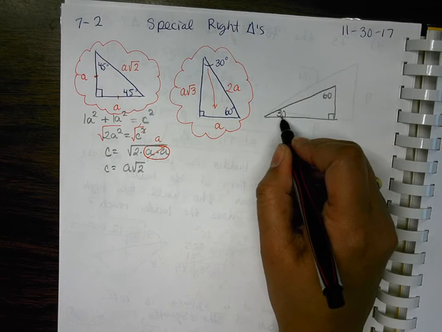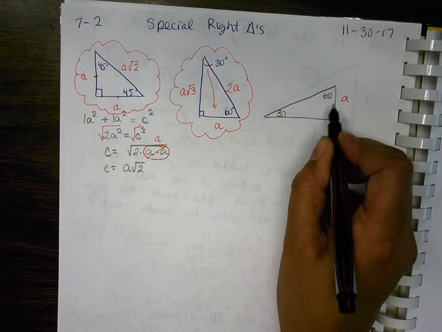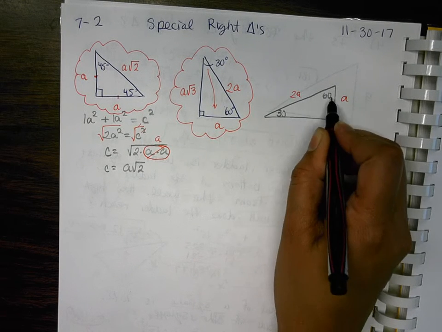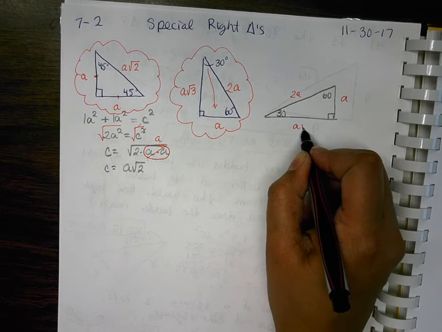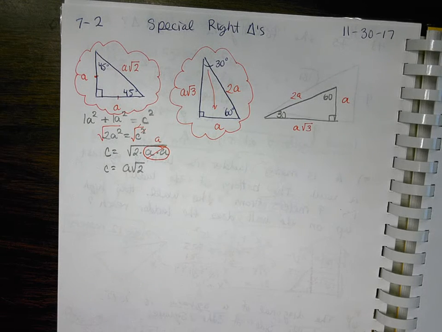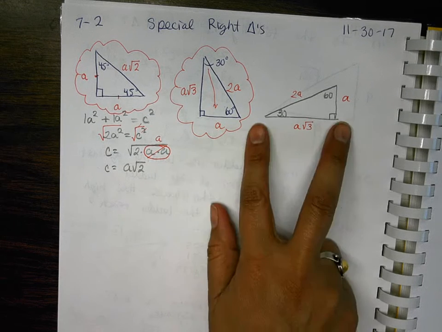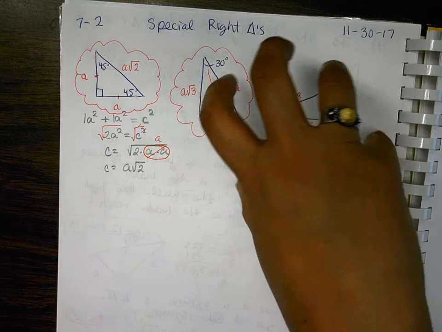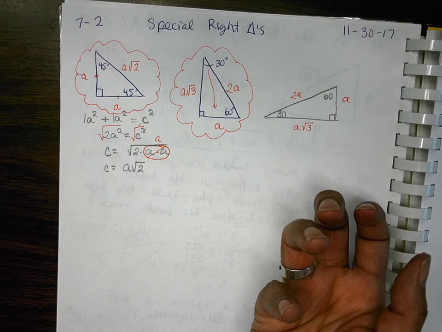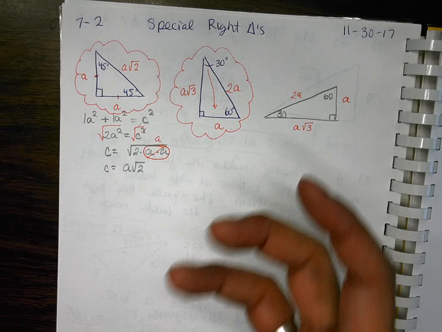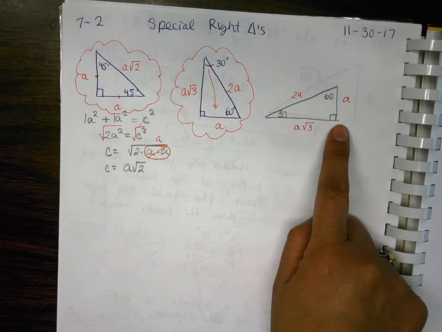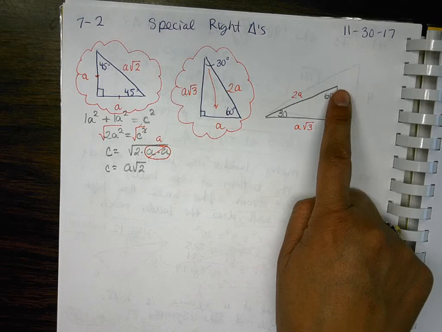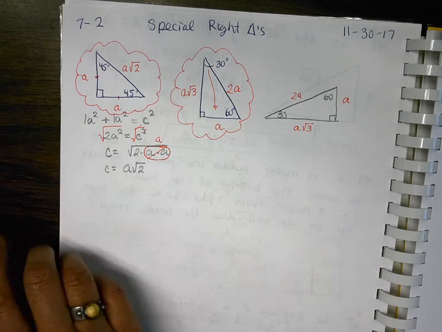And opposite the 30, if this is the smallest side, what is it? A or 2A? A. Hypotenuse is the biggest, so it is 2A. And opposite the 60 is always A root 3. Okay, now I always have kids like, wait a minute, this base is A root 3 and this base is A. That's because the triangle's been rotated. Do you see that? I see that. Okay, so just remember, hypotenuse is always 2A, smallest side opposite the 30 is always A, and opposite the 60 is always A root 3.